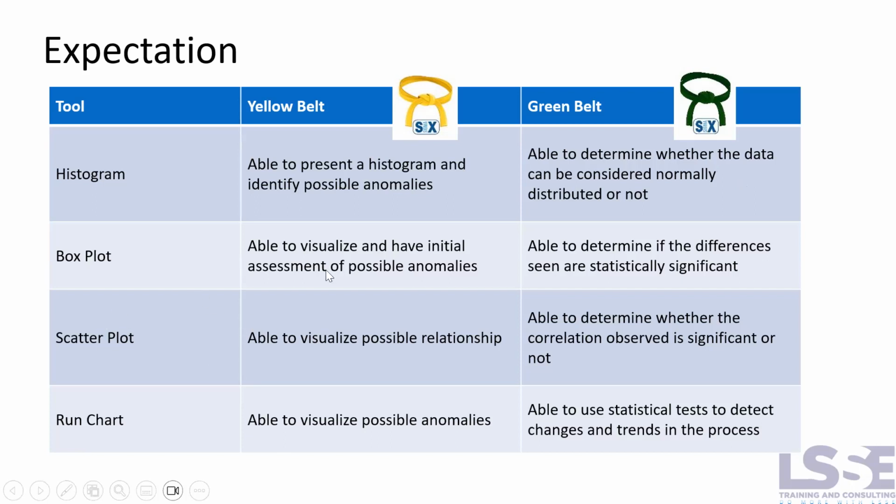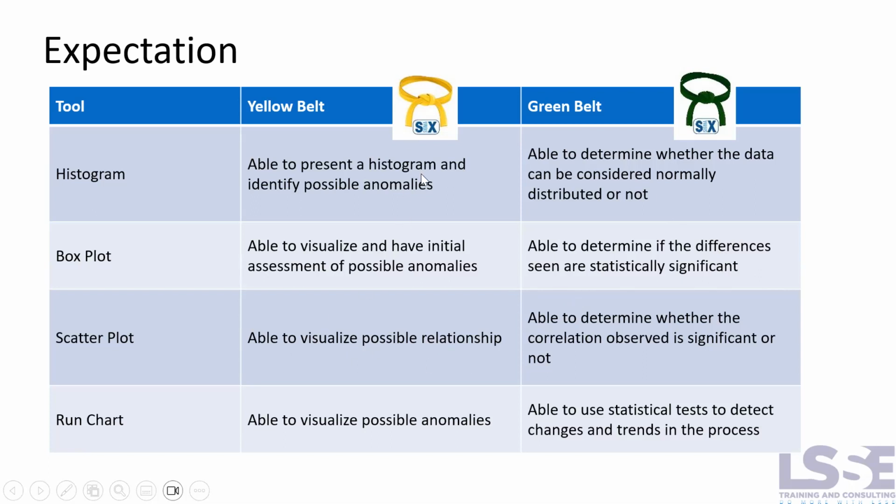For box plot, the expectation for a yellow belt is you just need to visualize it and make an initial assessment of possible anomalies. In green belt, this is where you now do the statistical test, whether the differences that you are seeing are significant, and there is reason to believe that the difference you are seeing is really caused by a factor. So in green belt, there are lots and lots of statistical tests.